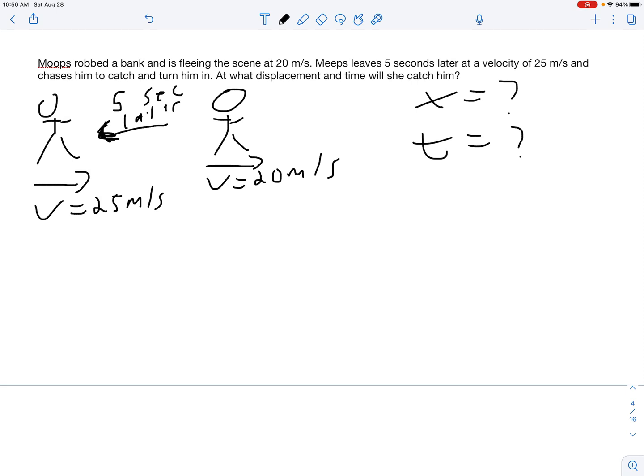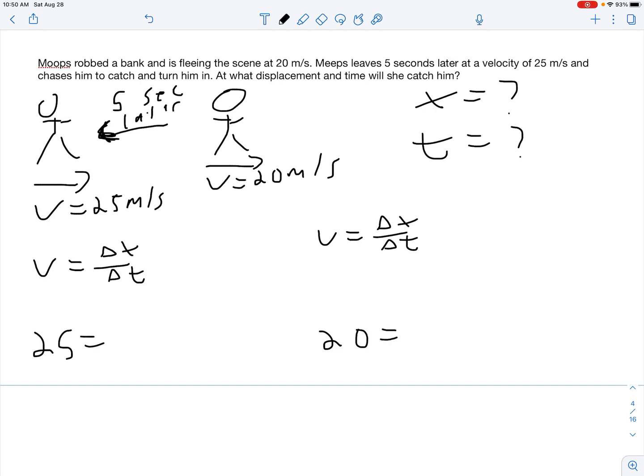I'm going to write an equation for both. They are moving at a constant velocity. So both are moving at constant velocities, so I can use this equation for both again. Awesome. And I could plug in the velocities: 25 and 20. For the distance, they're going to meet at some point over here in the distance.